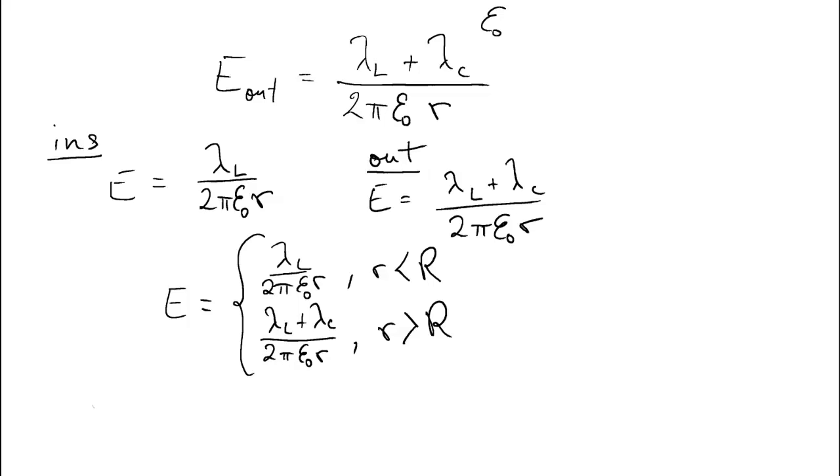And you may be able to recognize the superposition principle here, where the electric field outside basically looks like it is just a superposition of the electric field that we had before, lambda L divided by 2 pi epsilon 0 r, plus lambda C over 2 pi epsilon 0 r. And this part is just the electric field of the hollow cylinder alone, where there is no charged line. And together they give us the total electric field outside.